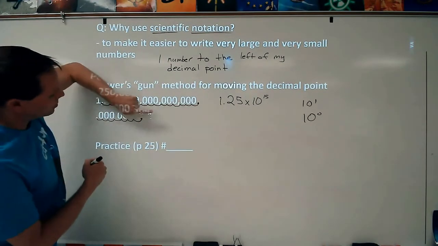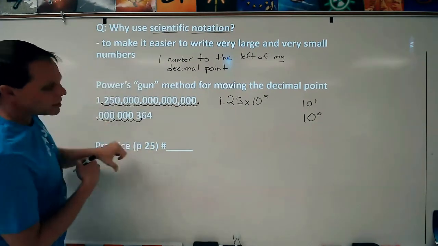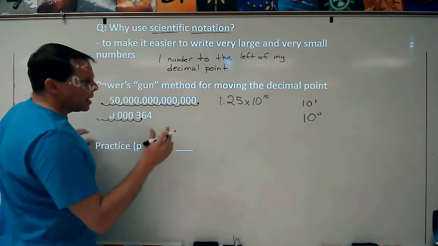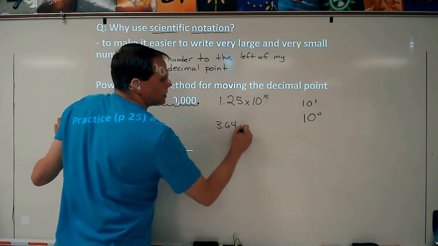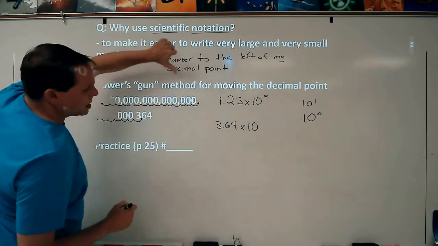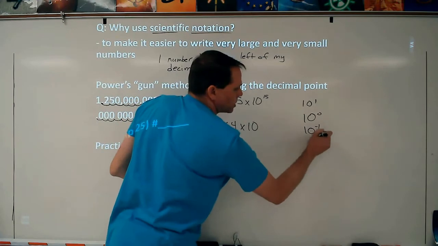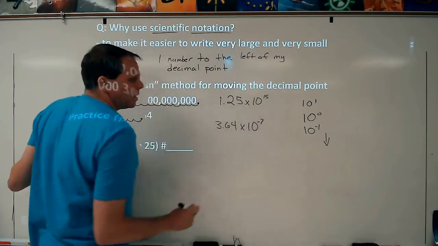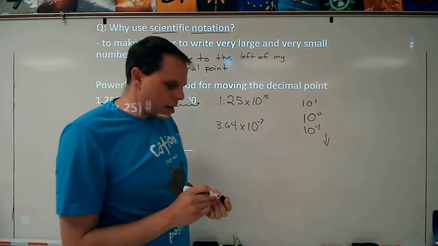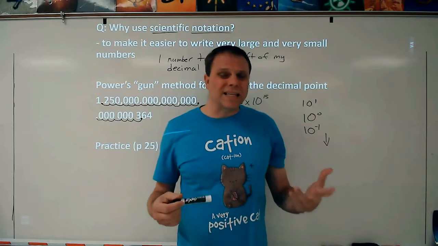My left finger was pushing it over that way, which means my left thumb is dropping that number down. So I have 3.64 times 10, and my number had to go down from the 10 to the 0 to the 10 to the negative 1, et cetera, going down. So I have negative 7 here. So you can use that gun method to help you figure out whether or not your exponent should be positive or negative, because it is confusing sometimes.